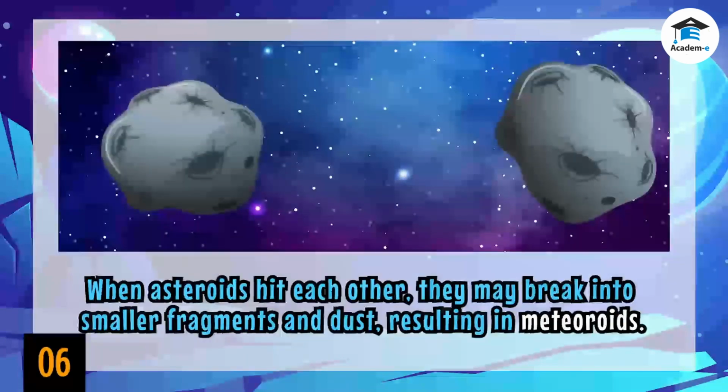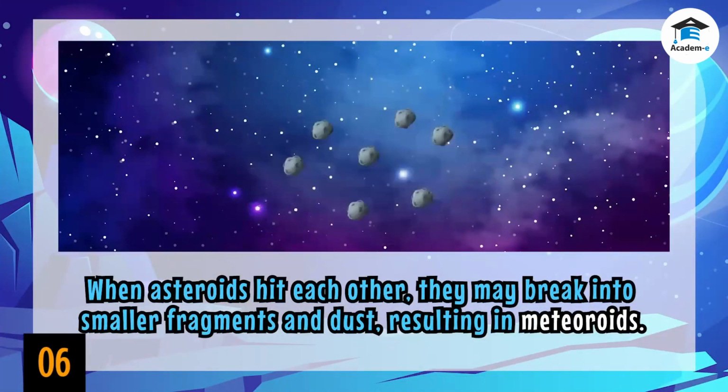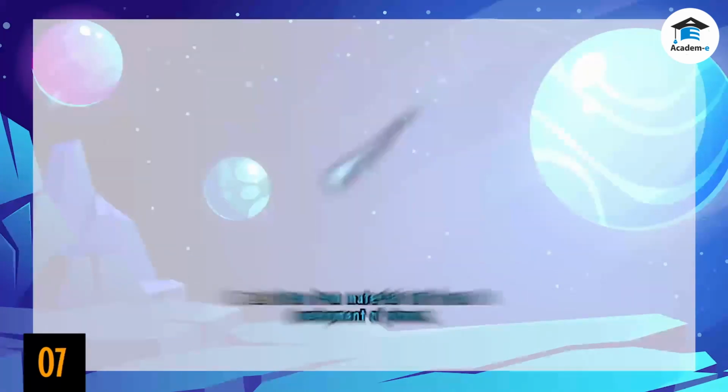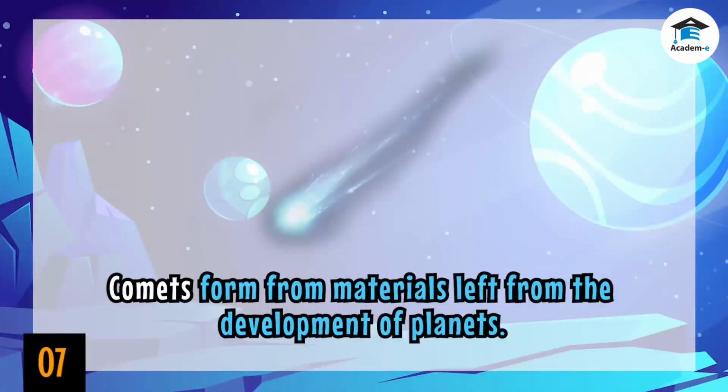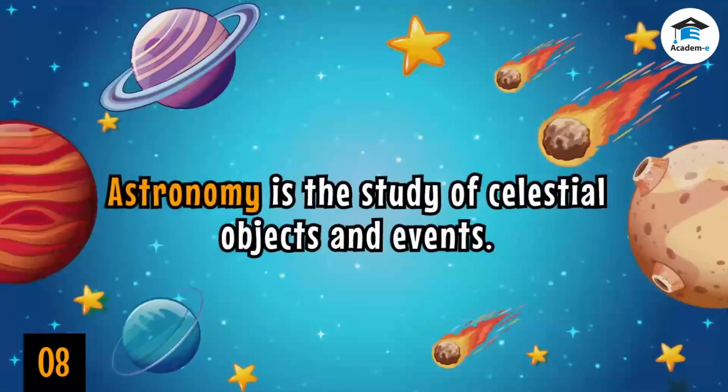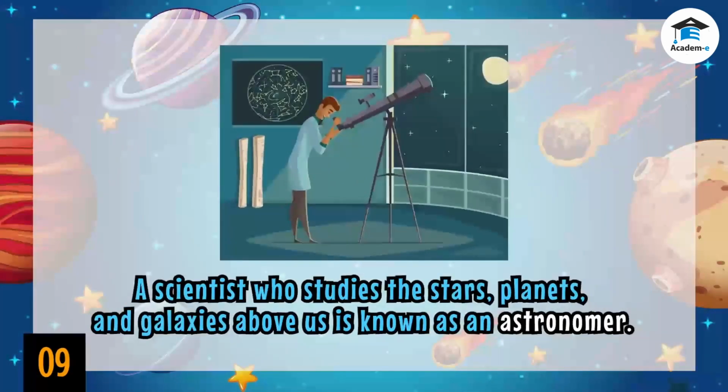When asteroids hit each other, they may break into smaller fragments and dust, resulting in meteoroids. Comets form from materials left from the development of planets. Astronomy is the study of celestial objects and events. A scientist who studies the stars, planets, and galaxies above us is known as an astronomer.